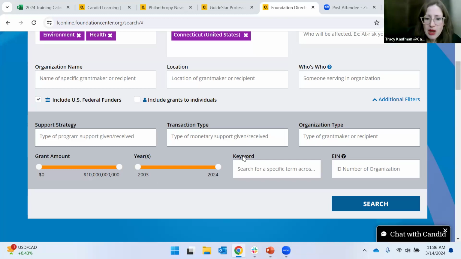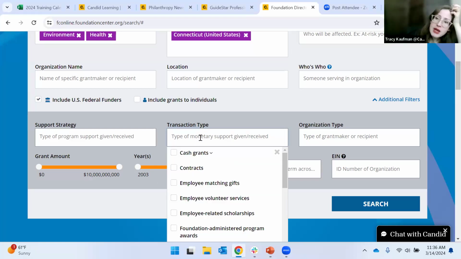One other term I want to glance at before we run a search that you might use in a typical search is transaction type. This is good if you're looking for something other than a straightforward cash grant. For example, if you're looking into corporate funders and maybe you're thinking you want not so much money, but you want donated products or donated equipment, or maybe some kind of pro bono support, like corporate volunteers to come in and, I don't know, help with your marketing plan or something like that. You can find that sort of thing under transaction type.